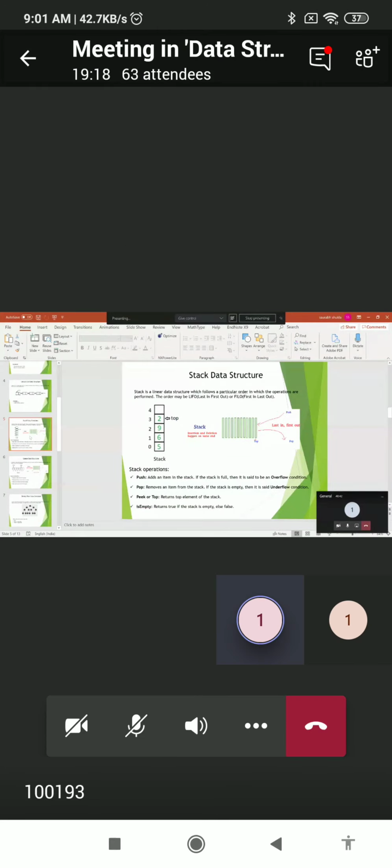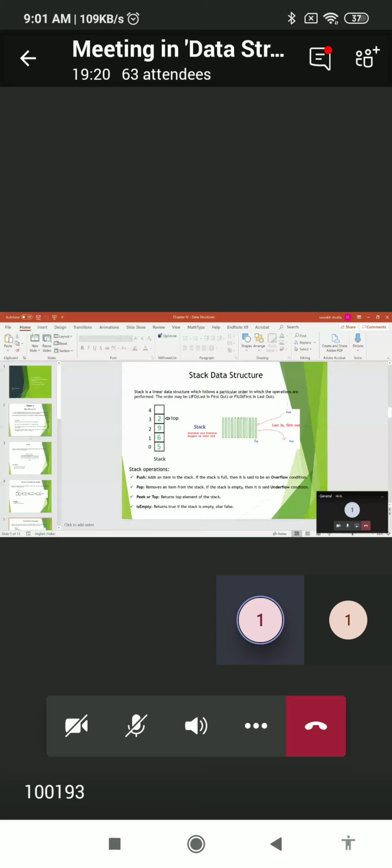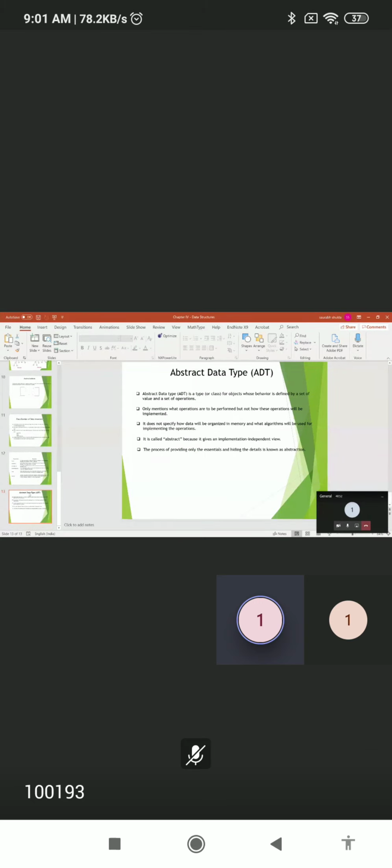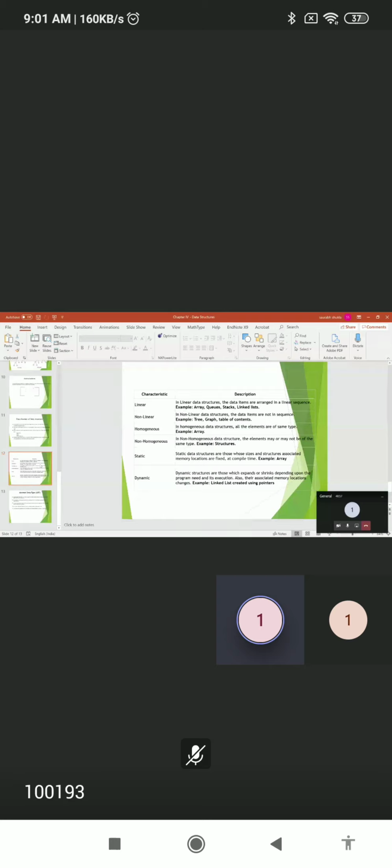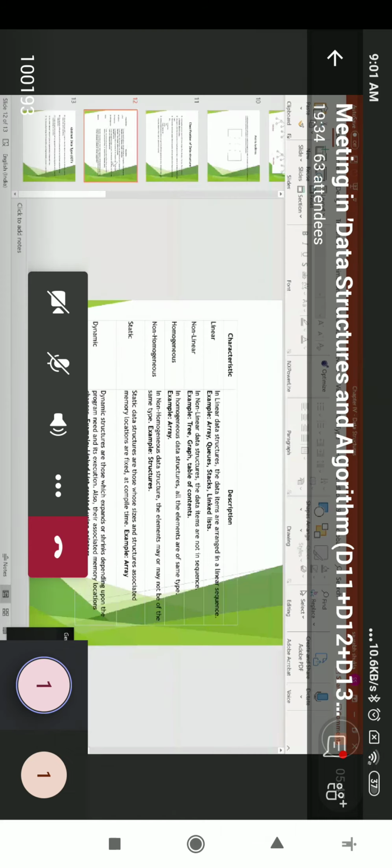First of all, what you need to revise for this CAT 1, please revise this slide very carefully, because it consists of your unit module 1. What is an abstract data type? Characteristics and their description. Classification of data structures. What is a primitive data structure? What is a non-primitive data structure?